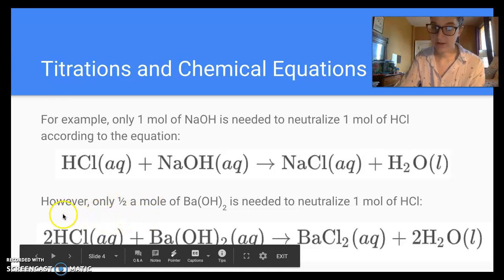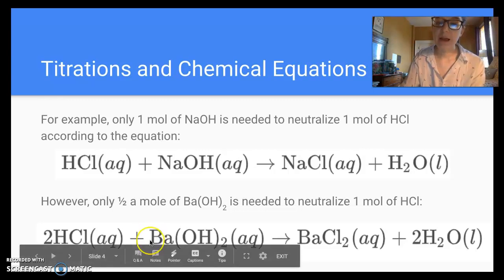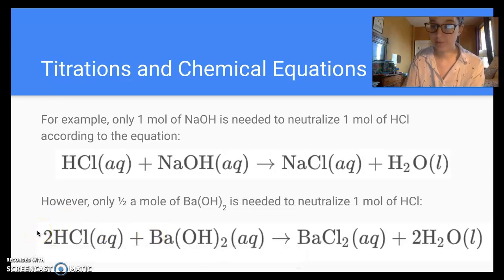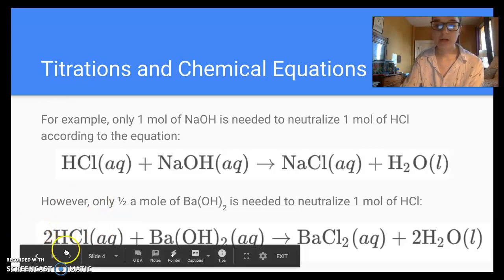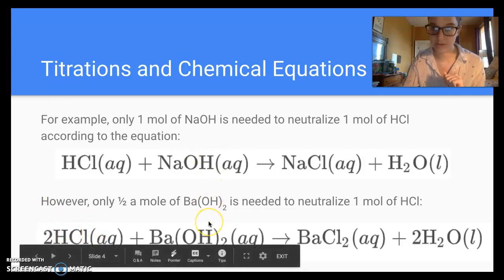That means that we have twice as much HCl as we do barium hydroxide when the neutralization reaction is complete. Another way of thinking about it is that you only need half a mole of barium hydroxide to neutralize 1 mole of HCl. I'm talking in terms of neutralizing HCl because, in most titration reactions, your acid is your analyte and your base is the titrant. So we would only need half as much barium hydroxide to neutralize 1 mole of HCl. The reason we know that is because of the coefficients of this chemical equation.